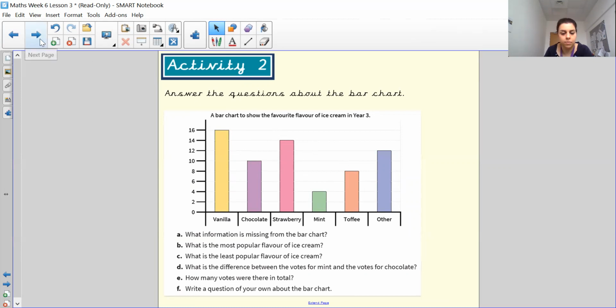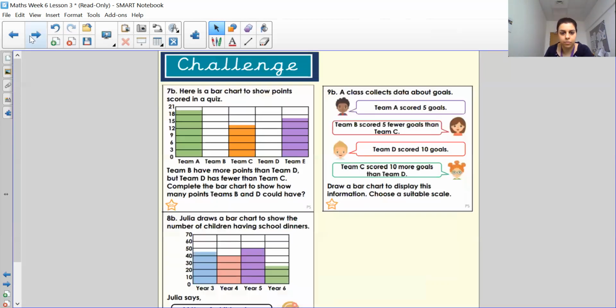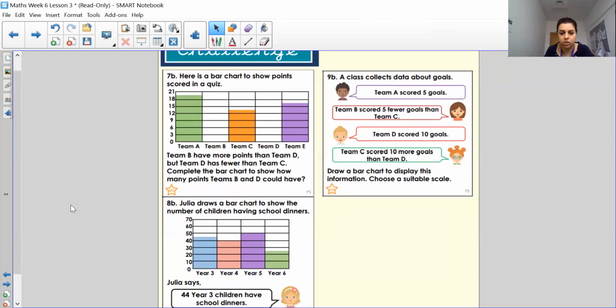Activity 3, you're going to draw your bar chart from scratch using this tally chart to help you. So you're going to put this information into a bar chart. I'm sure a lot of you will be able to do that. And don't forget again to label the axes, use your ruler, draw the title and draw your bars carefully. And then here's your challenges. You've got 3 challenges. I'm going to go through them here.